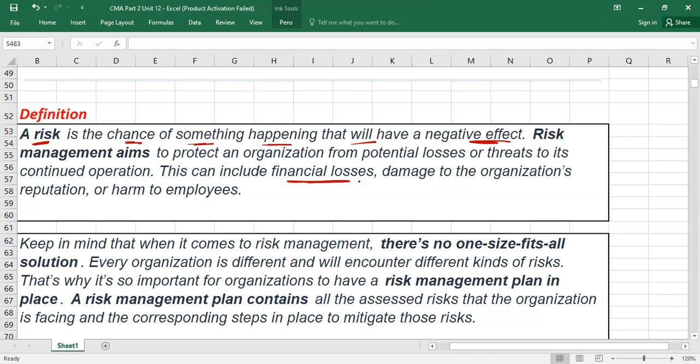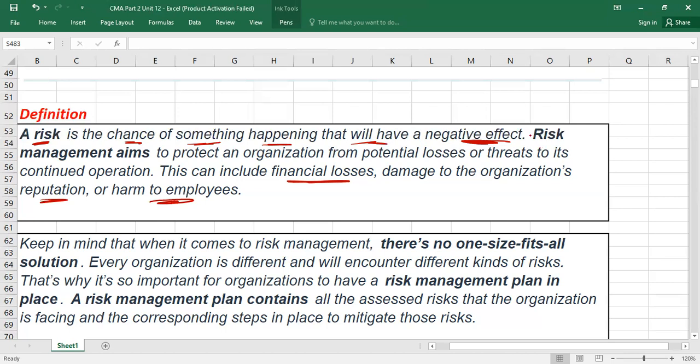For example, harm to the employees, which I have already explained. Sometimes there might also be a risk to the reputation of the organization. For example, if you are selling faulty products, let's say by mistake you made a faulty or chemically contaminated product and sold it to the customer, and once the customer has used this product, maybe he got injured. Again, it may affect your reputation. So what I told you is that risk is the chance of an unwanted event that will have a negative effect on the achievement of organizational objectives.